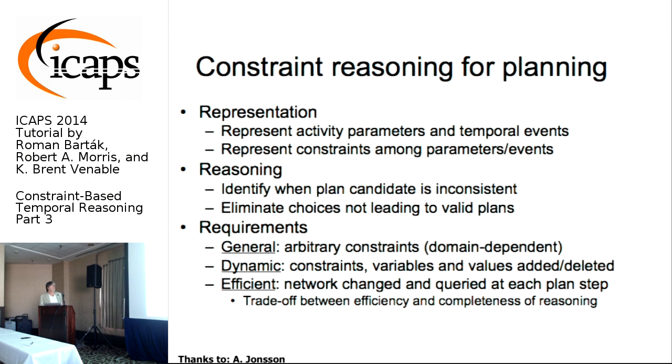The constraint reasoning that's done for planning, and a lot of you may be already familiar with this since you're at a planning conference, the representation consists of activity parameters and temporal events, and constraints among parameters and events. The kind of reasoning going on with planning is identifying when a plan candidate is inconsistent, and temporal inconsistency is one example of an inconsistent plan. And also, the reasoning for planning involves eliminating choices that don't lead to valid plans. So you're adding and deleting activities or moving the activities around in order to find a valid, consistent plan.